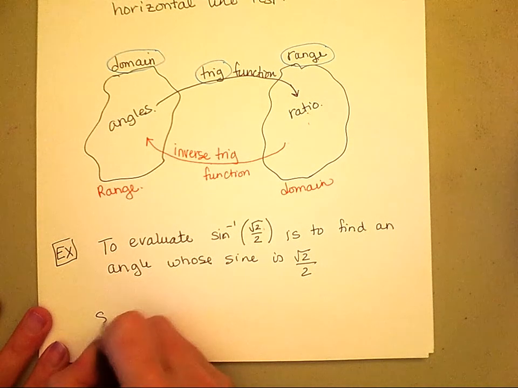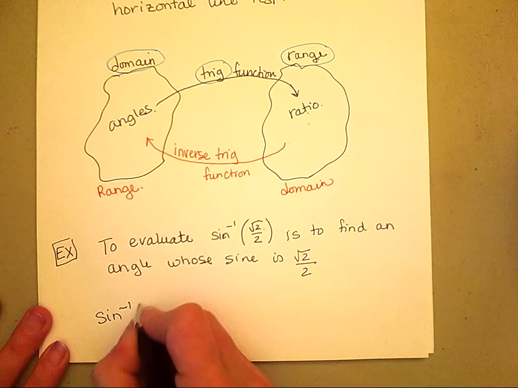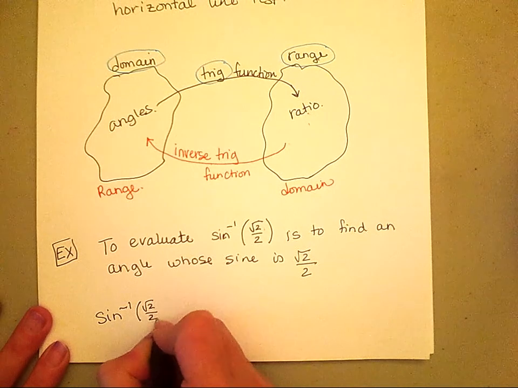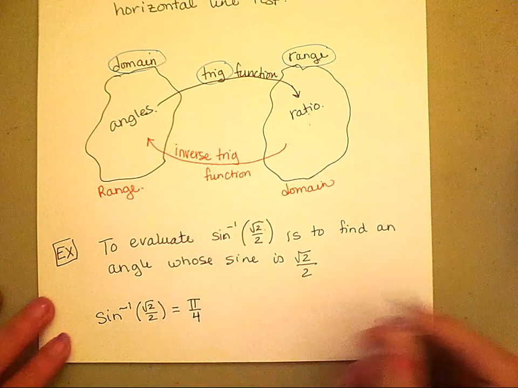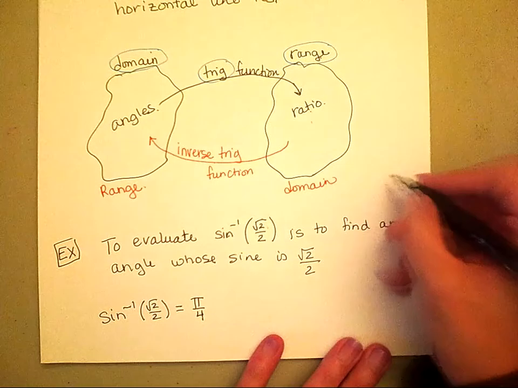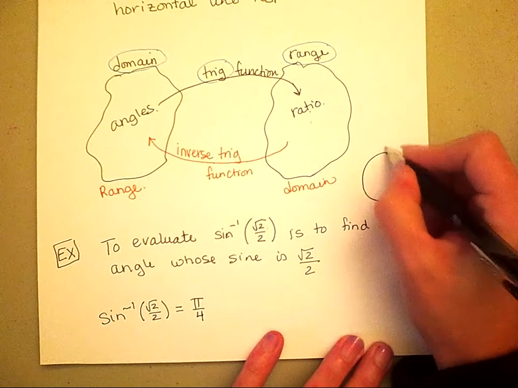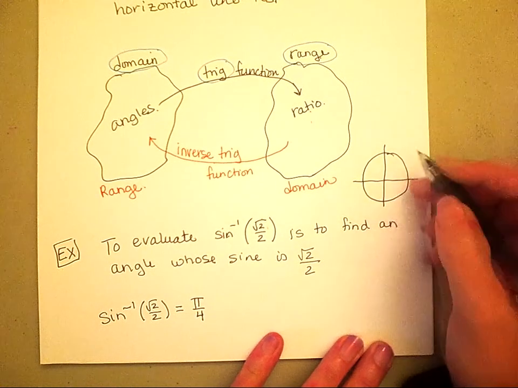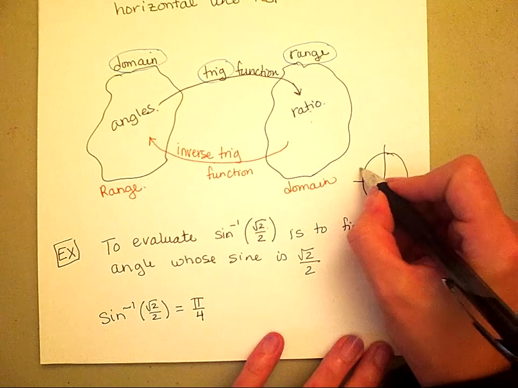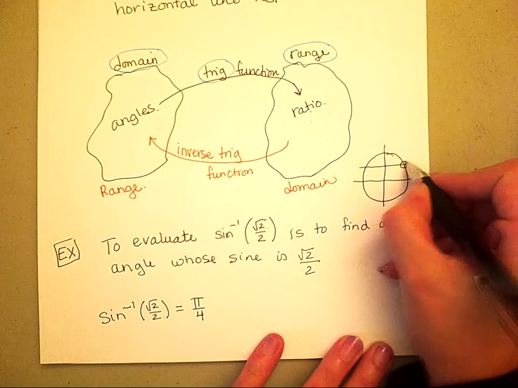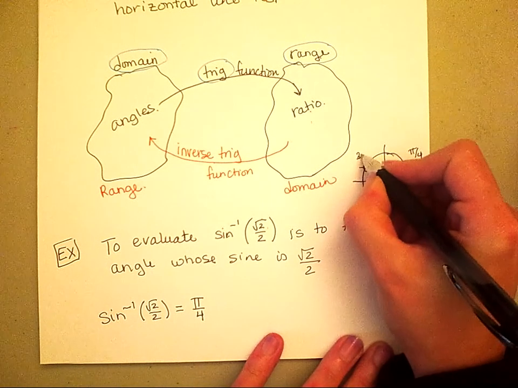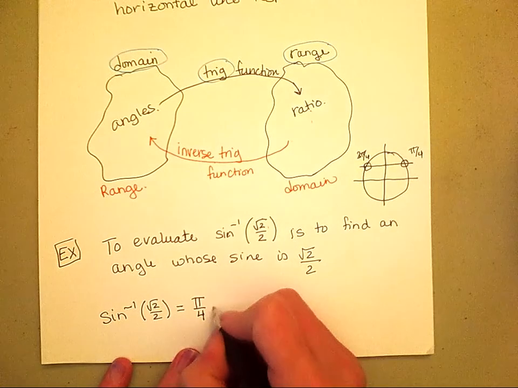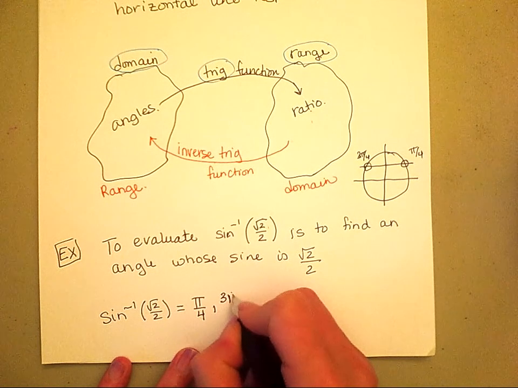So we can think about it in multiple ways, right? Well, the inverse sine of root 2 over 2, well, I can tell you an angle, pi over 4. Okay, no problem. Here's a quick sketch of my unit circle. Now the sine is the y values. Okay, so it happens in two different places, here at pi over 4 and here at 3 pi over 4. Okay, so I've got two of them. There's 3 pi over 4.